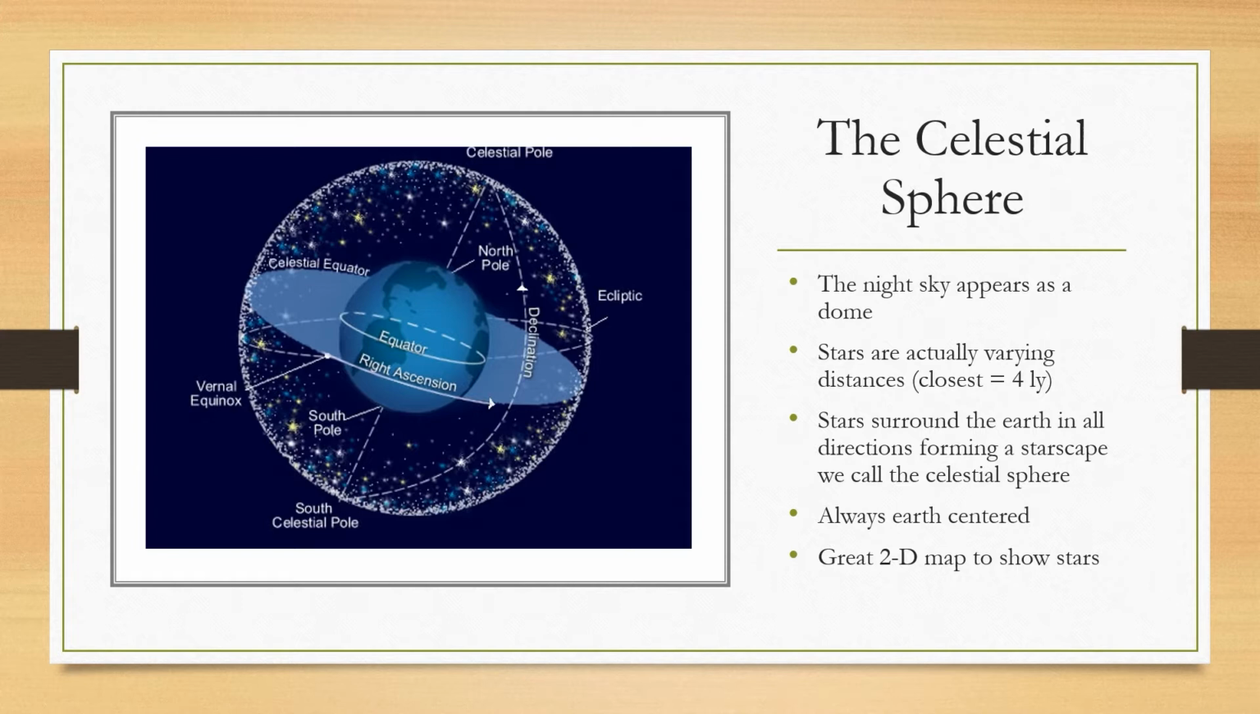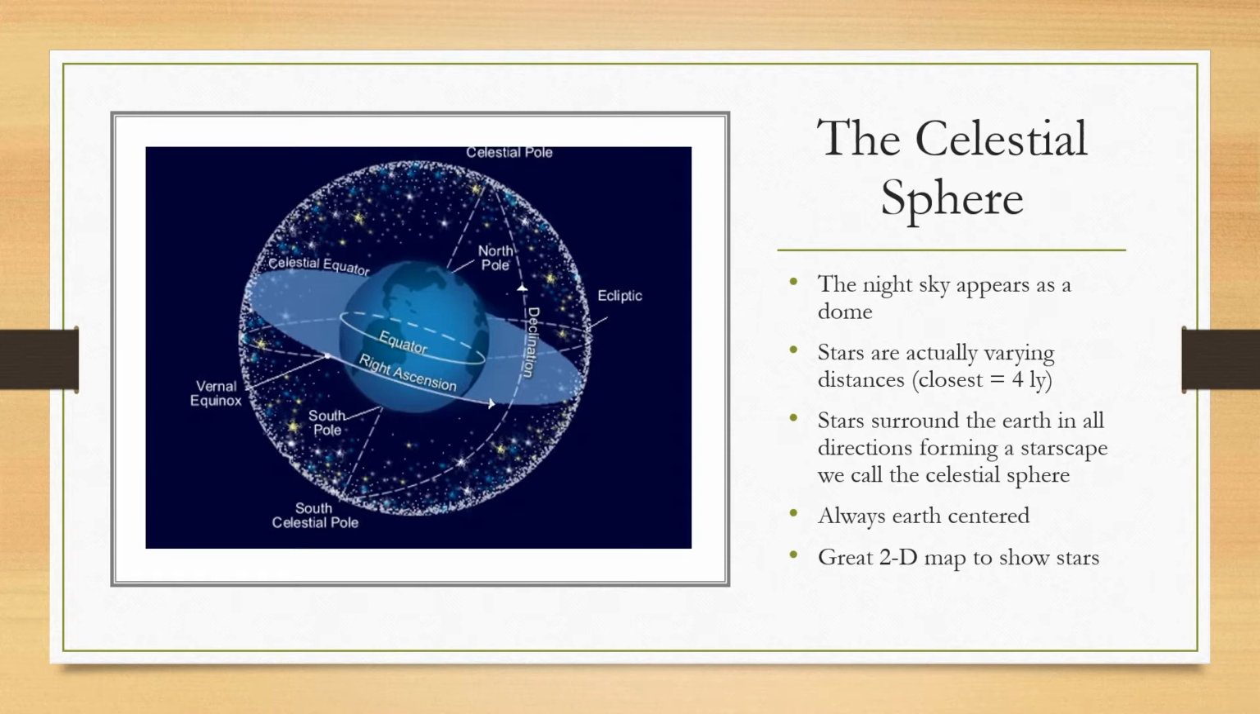That dome that I mentioned before represents only about half of the sky. The other half is below your feet. And because it seems like a dome, you're actually able to map how long it will take for a star to rise or set. This is called the celestial sphere. It is a 2D map to show stars.